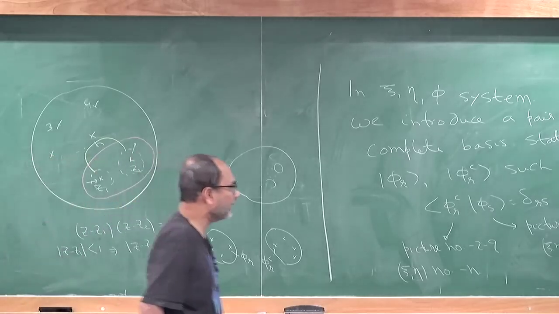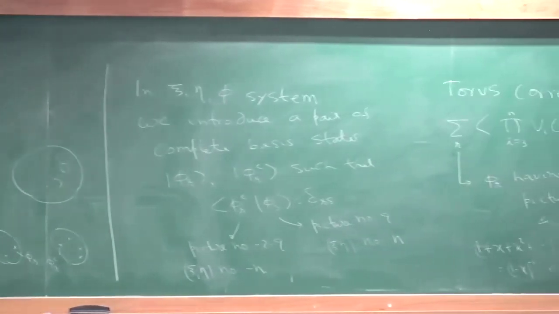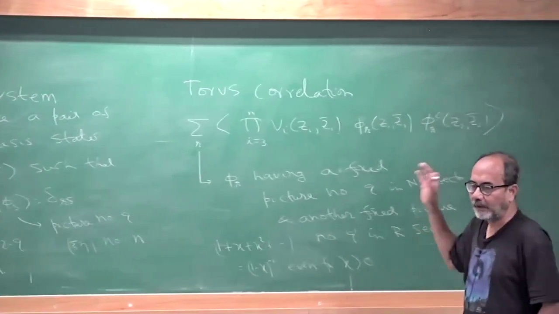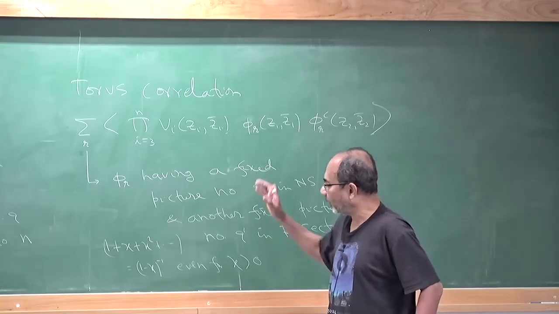Here we have a possibility of an arbitrary sum because if you take these to be q and these to be -2 minus q, the total picture number remains the same, right? Because q cancels. Okay, so you can in principle sum over all q. But the claim is that you have to sum over only one q if you want a proper correlation function.